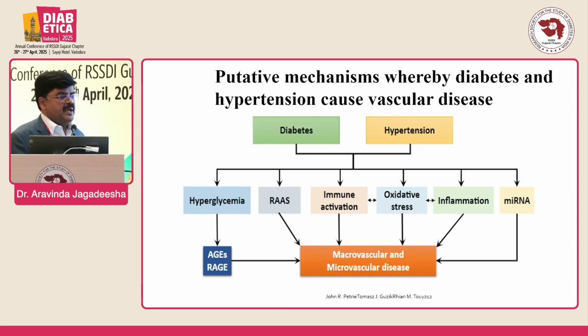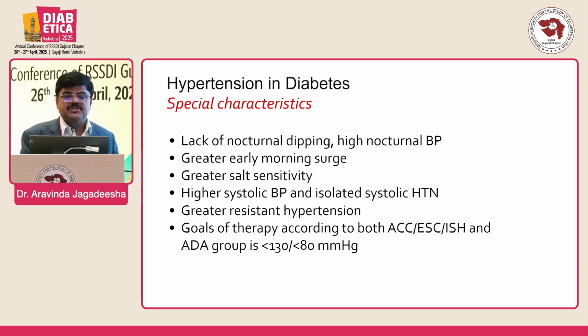So the putative mechanism whereby diabetes and hypertension cause vascular disease, you can see that both things cause hyperglycemia, RAS system, immune activation, oxidative stress, inflammation, mitochondrial RNA. All this combination leads to macro and microvascular disease.